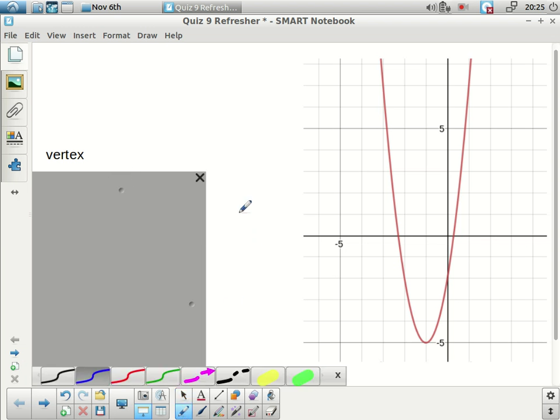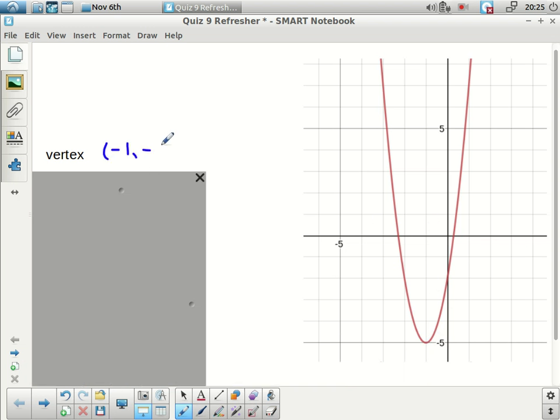And of course that would be right here, right? The vertex is kind of the highest or lowest point, where it turns around. That's where it is, that point right there. And actually we could even name it. The point for this vertex is -1 and -5.